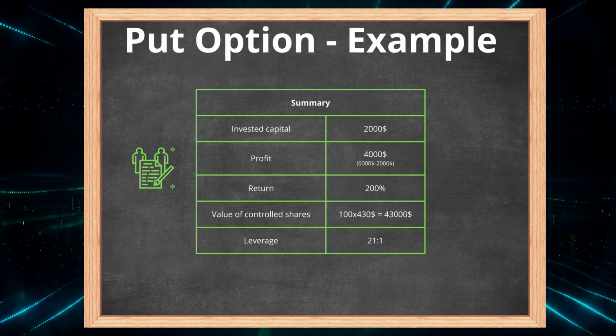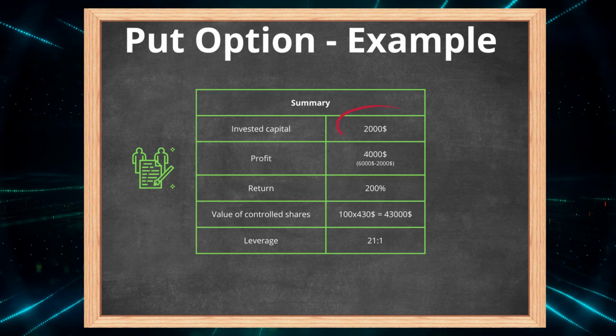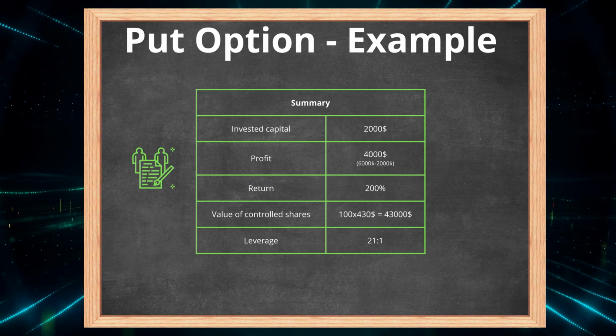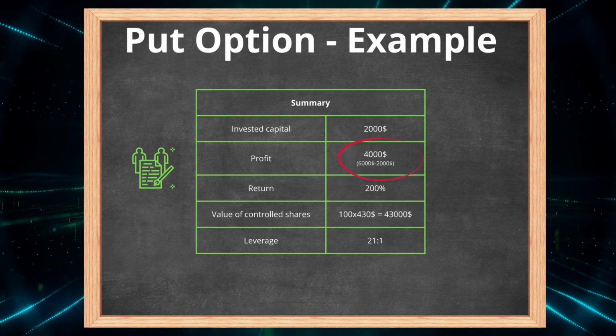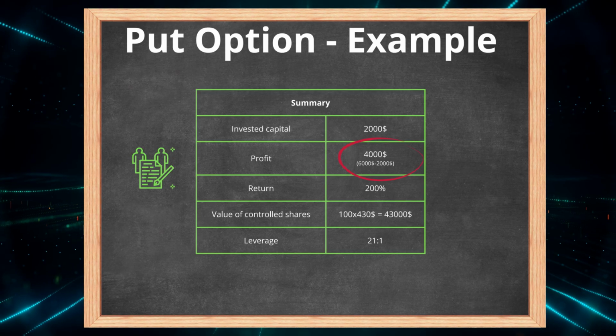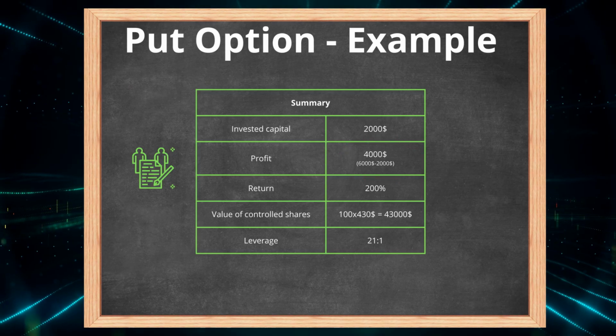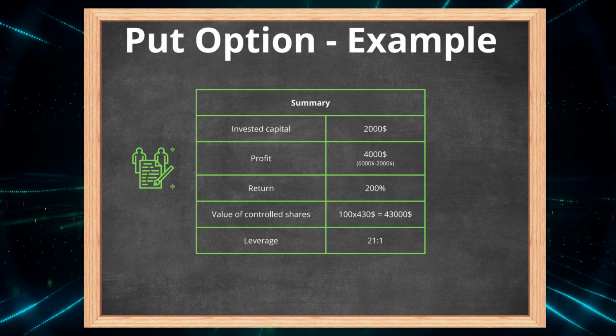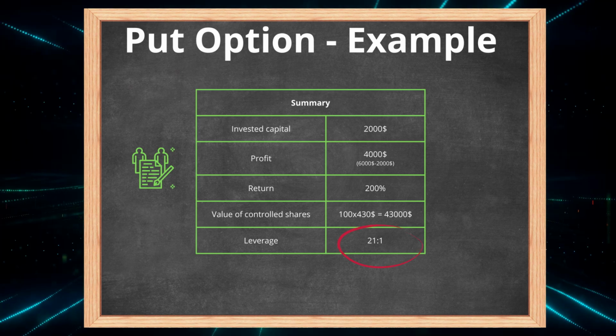Let's have a look at the trade summary. You paid $2,000 for the option, you gained $6,000 on the price move, and your net profit is $4,000 because you have to subtract the $2,000 paid from the $6,000 gain. Your return on capital is 200% and effective leverage is 21:1.